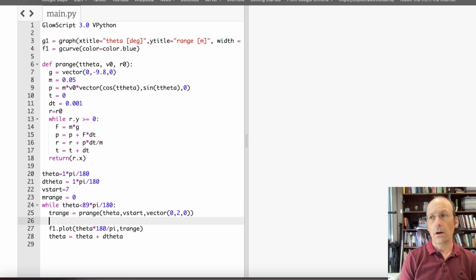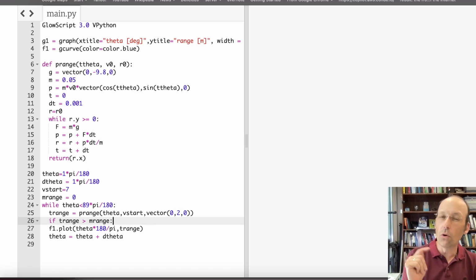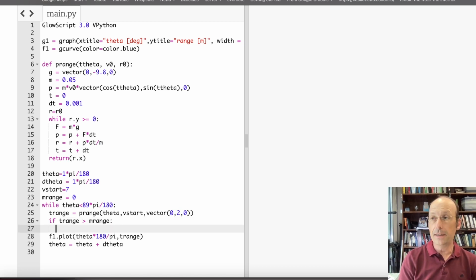Okay, well, here's an if statement. I'm going to say if t range, that's the range that I just shot it at, is greater than m range, then colon. You notice the colon is a common theme for functions and while loops and all that stuff, and tab indent is common too. Then I can just tab indent. Anything tab indented is part of that if statement.